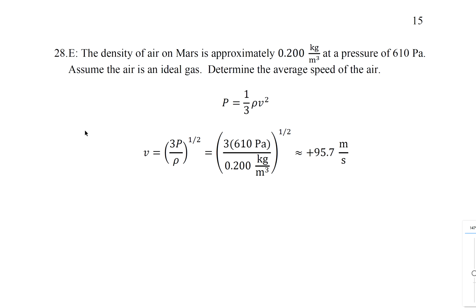Question 28. The density of air on Mars is approximately 0.2 kilograms per meters cubed at a pressure of 610 pascals. Assume the air is an ideal gas. Determine the average speed of the air. We start with this equation. We solve for V. It's about 100 meters per second.